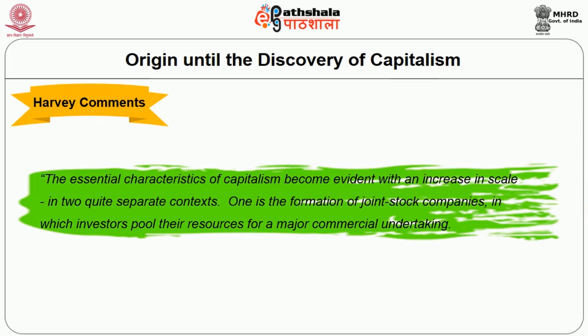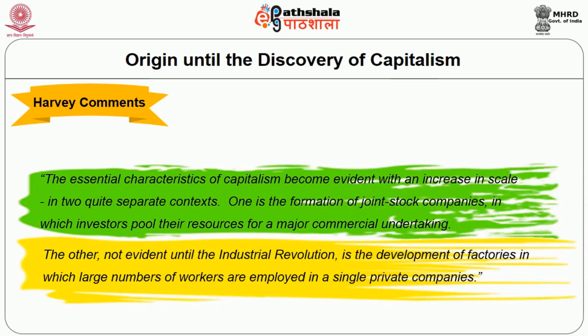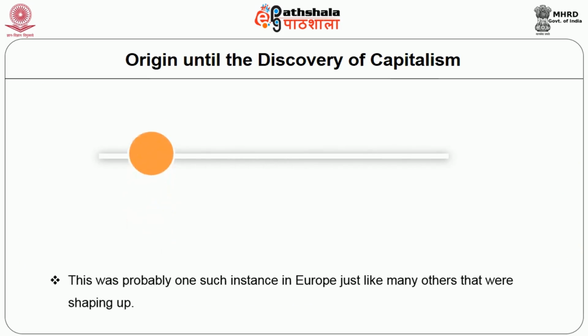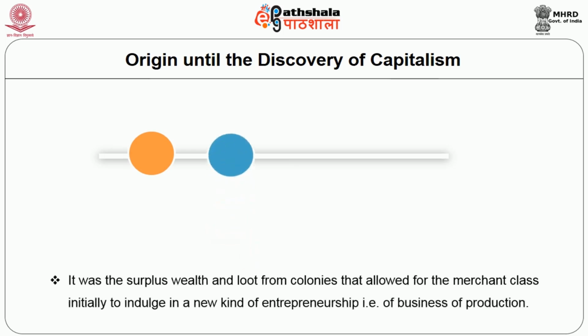One is the formation of joint stock companies in which investors pool their resources for a major commercial undertaking. The other, not evident until the Industrial Revolution, is the development of factories in which a large number of workers are employed in single private companies. This was probably one such instance in Europe, just like many others that were shaping up. It was the surplus wealth and loot from colonies that allowed the merchant class initially to indulge in a new kind of entrepreneurship, that is, the business of production.